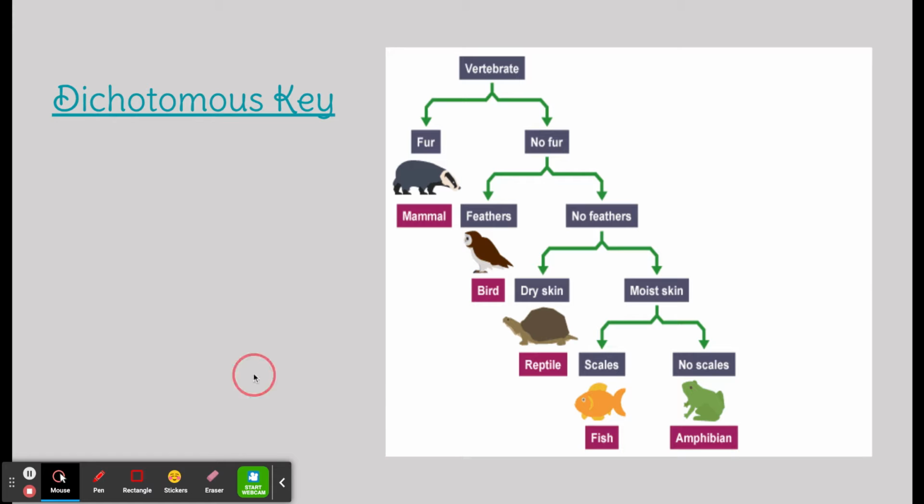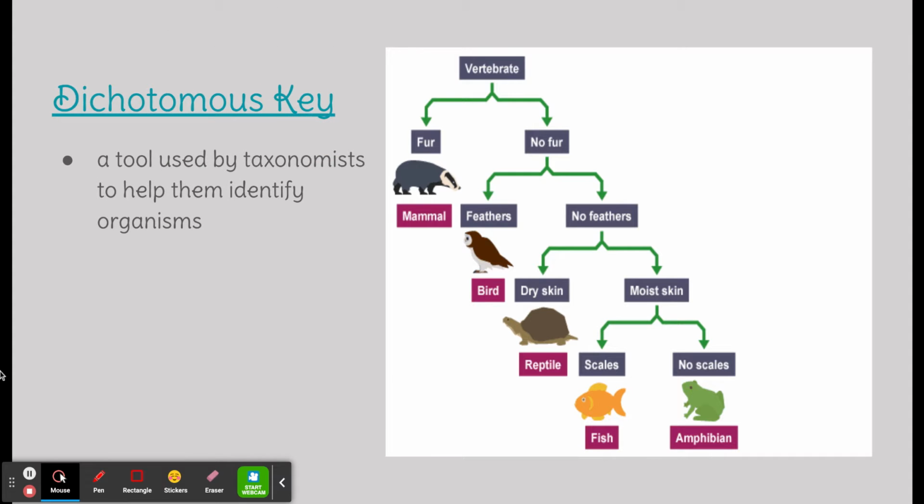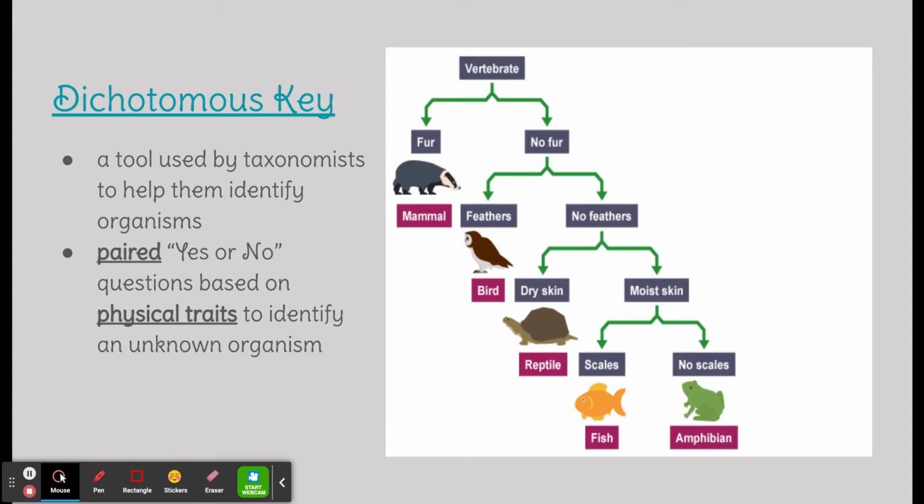So, what is a dichotomous key? A dichotomous key is a tool that taxonomists use to help them identify organisms. What this is, is paired yes or no questions based on physical traits. That is, once again, the physical characteristics or traits to help identify an unknown organism. This also, not only in naming organisms, helps taxonomists determine if the species that they're currently looking at is something that is new or has already been discovered.